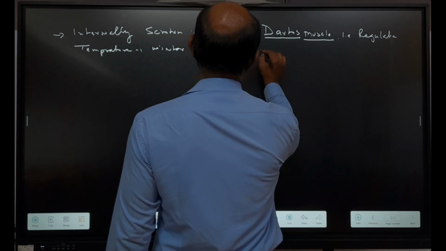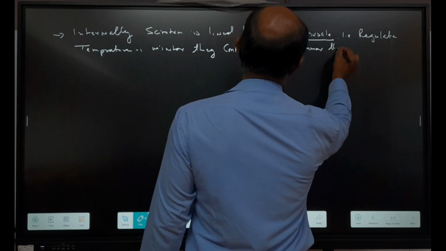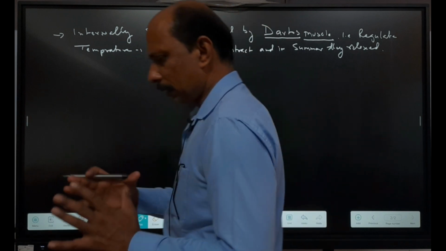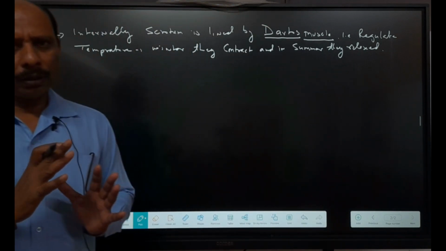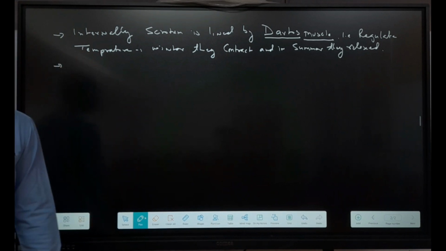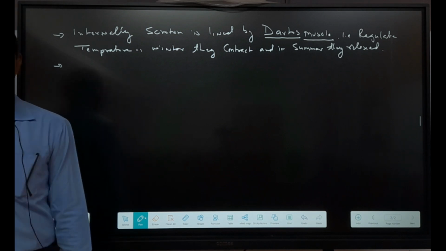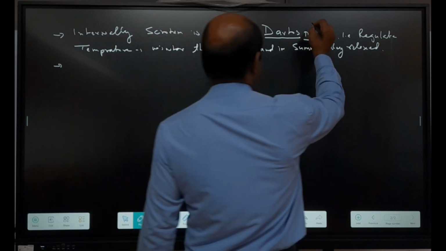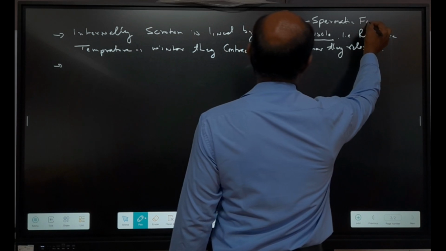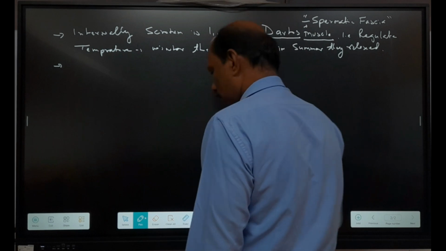And in summer, they relax. When they relax, the scrotum moves away from the abdominal cavity. So that is dartos muscles. Another muscles are also present here, cremaster muscles, right? These dartos muscles are also called spermatic fascia. Another name for this scrotal layer is spermatic fascia. So they are also called spermatic fascia.